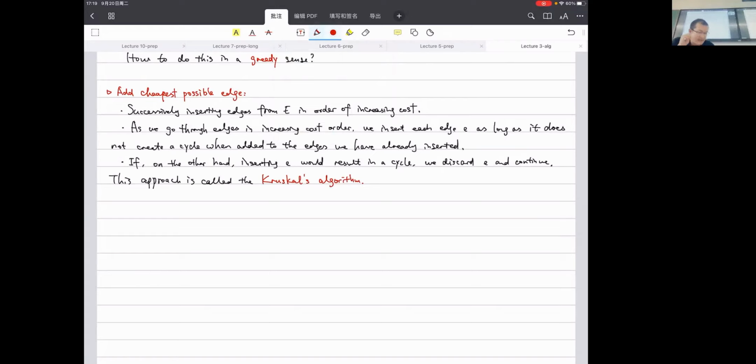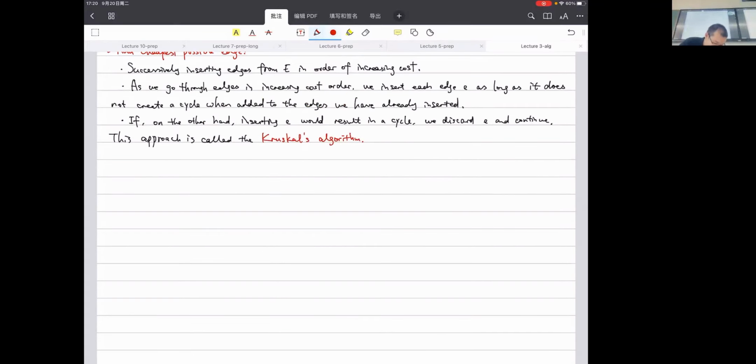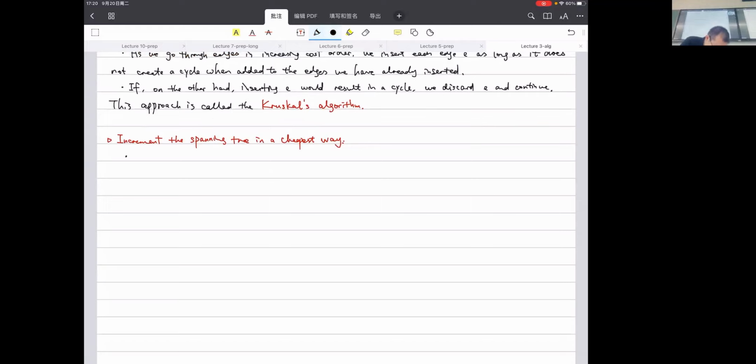Okay, so this is basically one strategy that we can think about. To solve the MST problem, we just keep adding the cheapest possible edge. But maybe we can also consider another, similar strategy that sounds a little bit different. We can consider something like this: we increment the spanning tree in a cheapest way. What do we mean by that? We consider such a procedure.